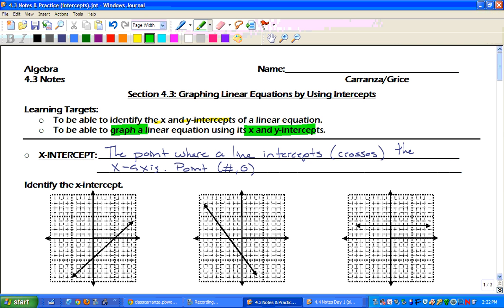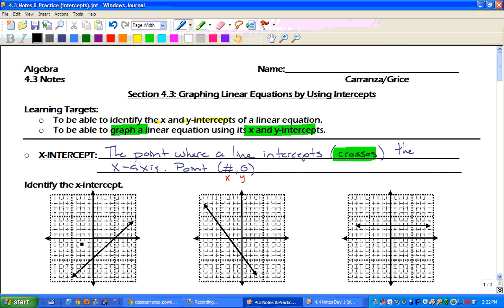Alright, so what are intercepts? The x-intercept is a point where a line intercepts or crosses the x-axis. It's always a point, and that's the point: a number, comma 0, because that's the x and that's the y. So we're looking to find where it crosses the x-axis right now.